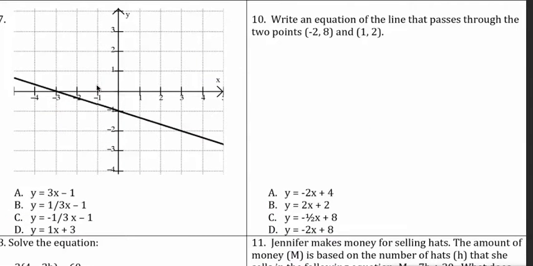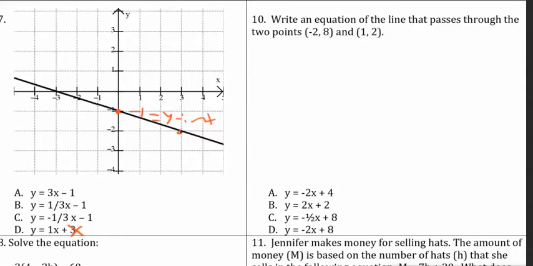Alright, so we need to figure out which equation matches this graph. So there's two important things that I need to think about. One is my y-intercept, which is right here. It looks like all three of these have y-intercepts of negative 1, but D doesn't, so I know that's wrong.